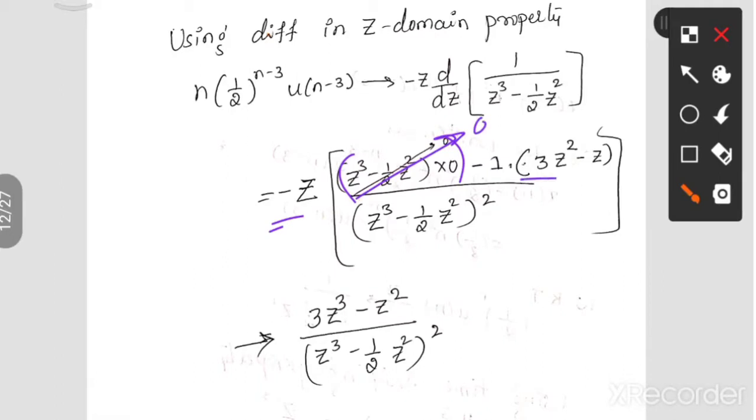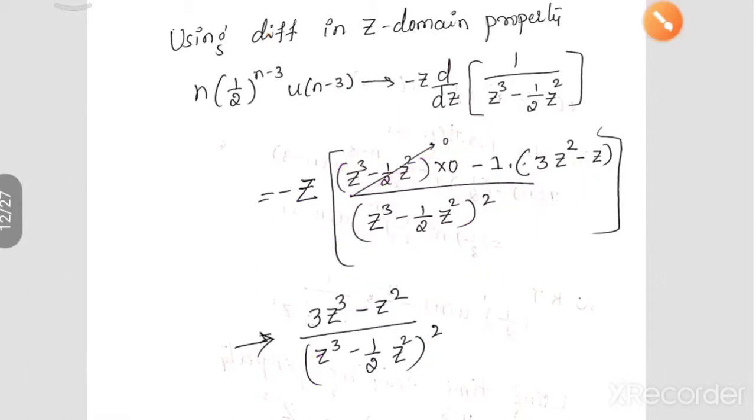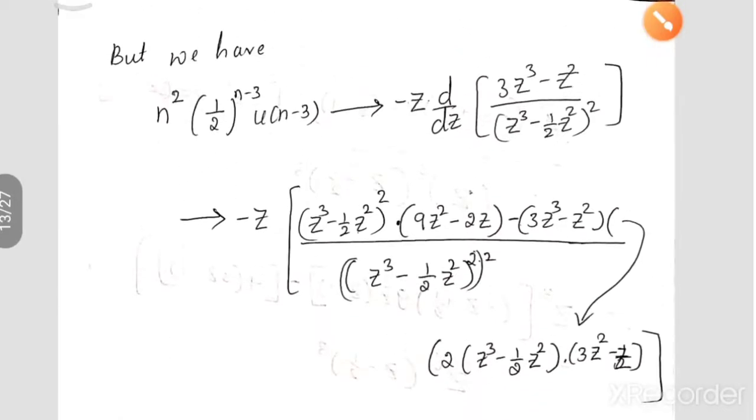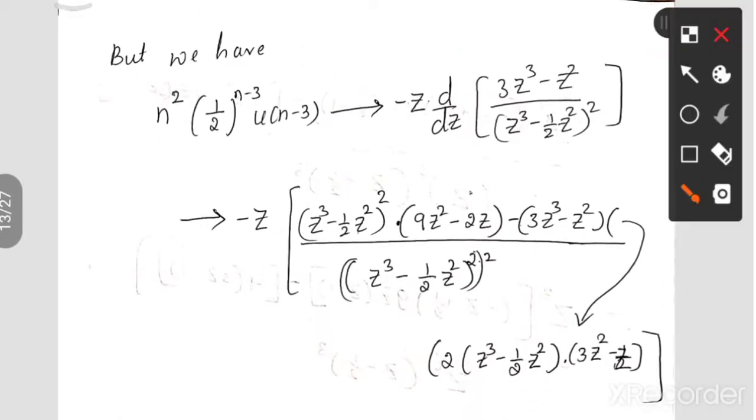We have minus 3z square minus z, so take this minus inside as well as z also inside. Then it will be minus into minus plus, plus 3z cube, okay, minus into minus, again it will be minus z square, divided by denominator as it is, that is z cube minus 1 by 2 z square whole square. So again we do not have only one n, we have one more, therefore it should be multiplied with one more n here, that is n square, okay, n square into this.